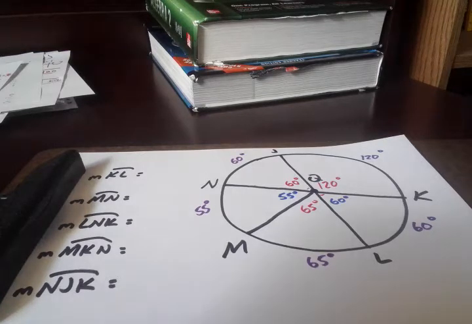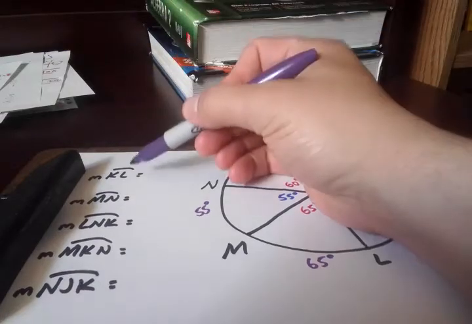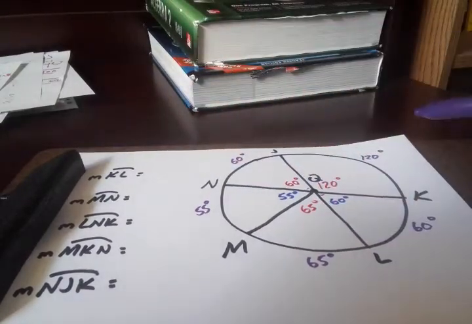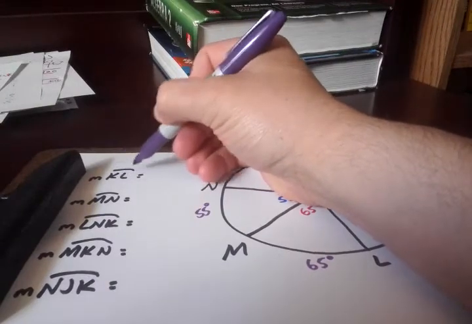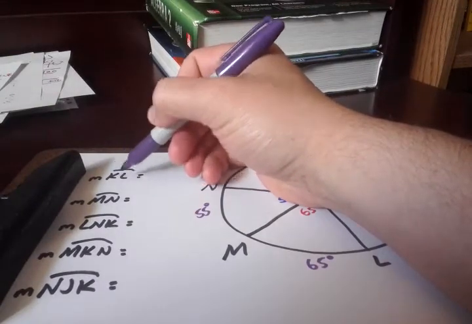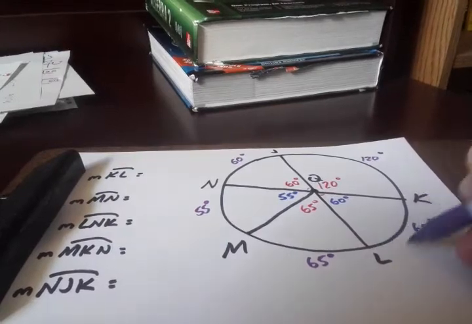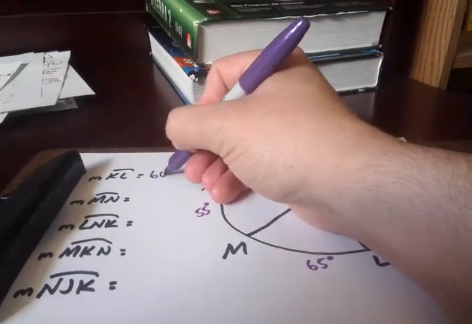Okay, so let's go ahead and start trying to solve. Remember, I'm doing 30, 31, 32, 33, 34, and 35. So this is 30. KL, that one's pretty easy. We already did that one. It's a minor arc because there's 2 letters. Minor means it's less than 180. Well, we already labeled it. KL is 60 degrees.